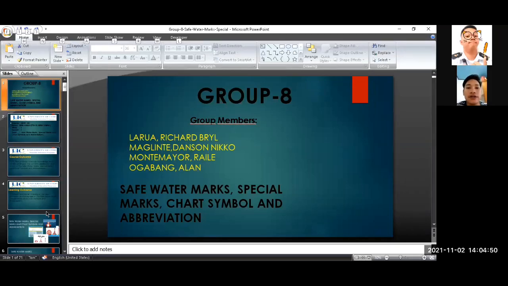So good morning, sir, and good morning, classmates. We are Group 8, and the group members are Larua Richard Bryle, Maglente Natco, Montemayor Ryle, and Ugabang Alan. Our topic is all about safe watermarks, special marks, chart symbols, and abbreviations.